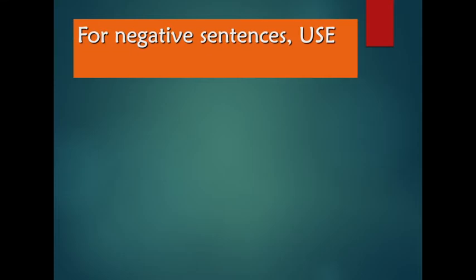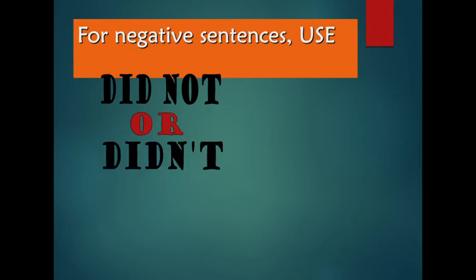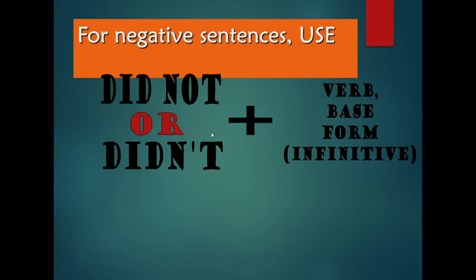For negative sentence, if I wanted to make a sentence in the negative form, we use did not or didn't. Okay? If it's written didn't, don't say did not. If it's written did not, don't say didn't. You have to read it as it is. Did not or didn't, plus the verb base form or the infinitive form of the verb.